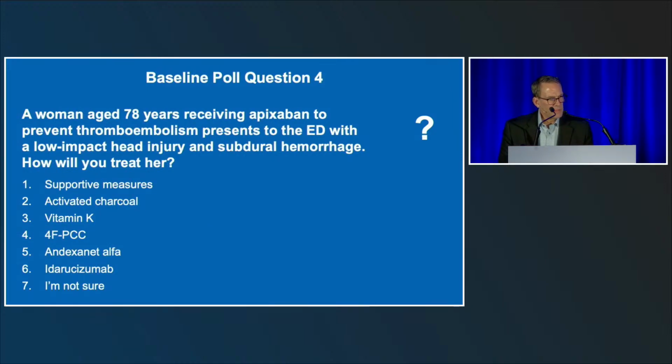So poll question 4, a woman is 78 years old on apixaban for prevention of thromboembolism, presents to the ED with a low impact head injury and a subdural. How will you treat her? So it's apixaban, a subdural, supportive measures, charcoal. I should say their last dose was 8 hours ago. Vitamin K, PCC, andexanet, idarucizumab, and I'm not sure.